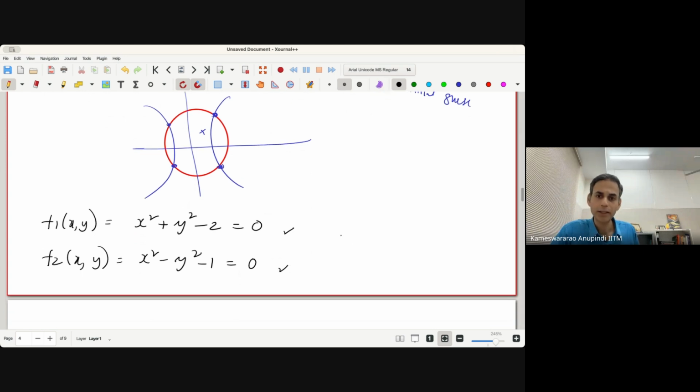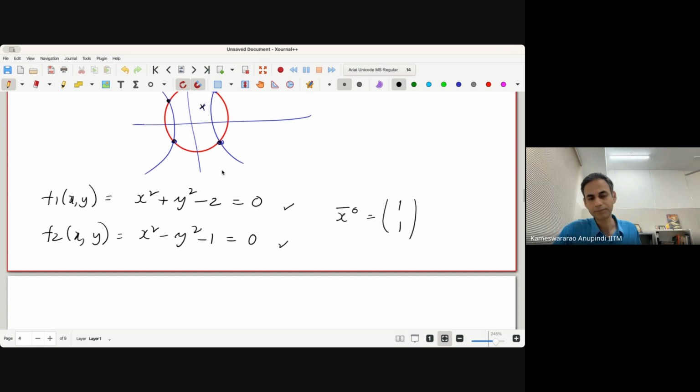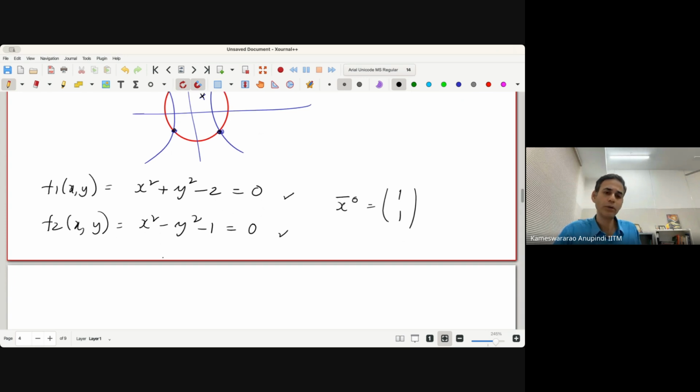All right. And then the initial guess is given, x bar 0 equals 1 comma 1. So we are starting from there. And then we are supposed to calculate one of the roots. That means, let us say we start from 1 comma 1, and then we have to calculate one of these roots, of these intersections. Okay, how do we go about this?